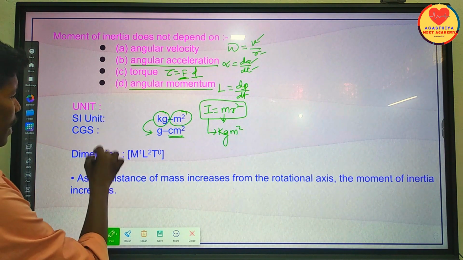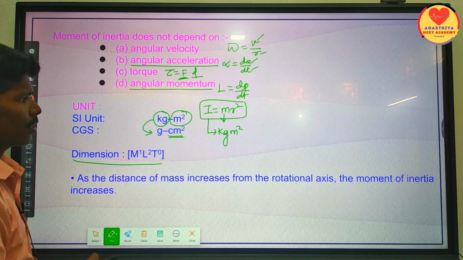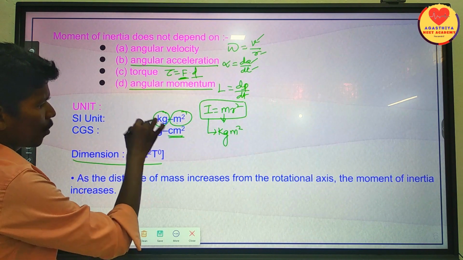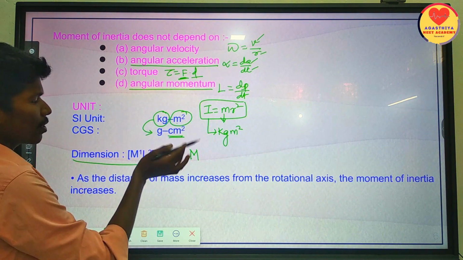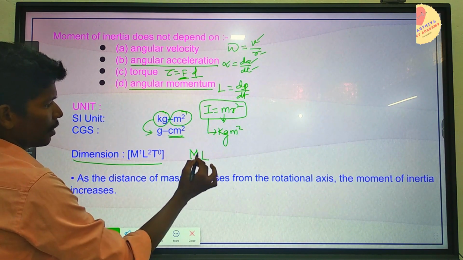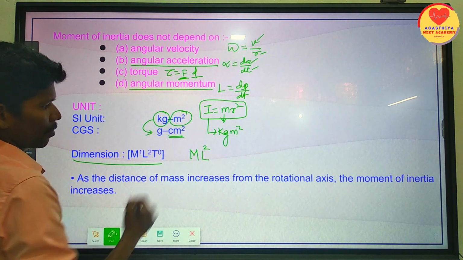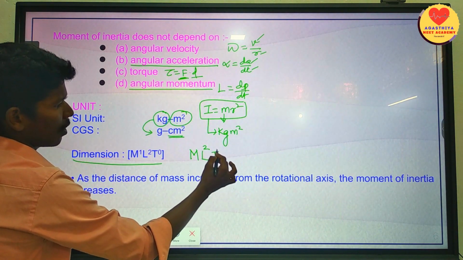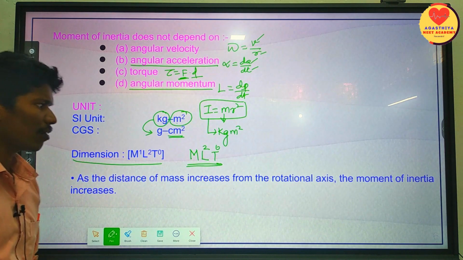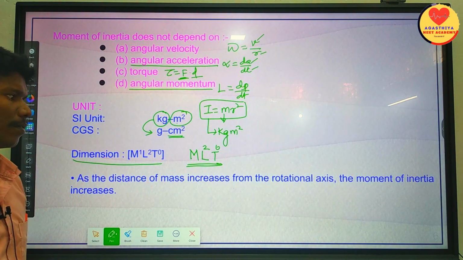So what is the dimension of moment of inertia? The dimension of kilogram is capital M. The dimension of length is L, and square means we write L square. There is no time, so T is to the power zero. That is the dimension of moment of inertia, M L square T to the power zero.